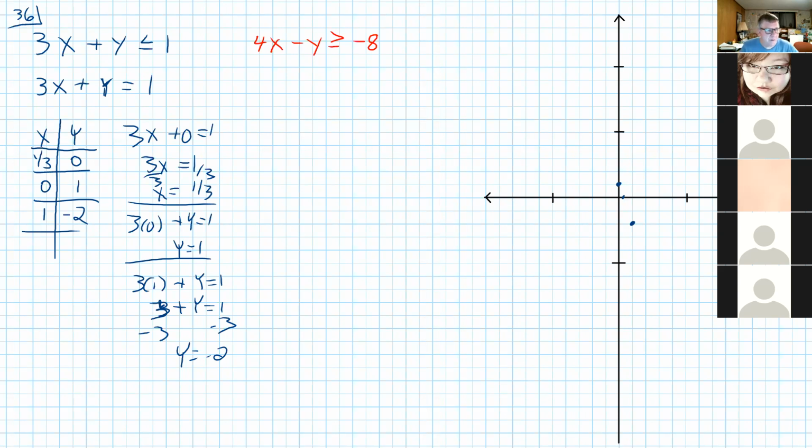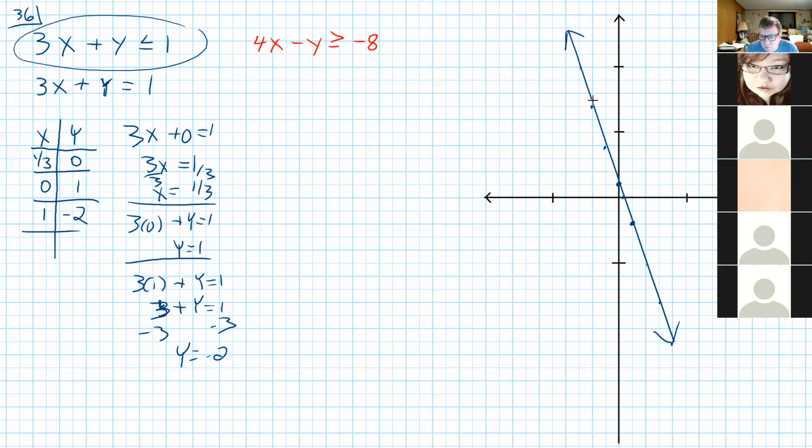straight line. Okay, now, once again, my actual inequality is 3x plus y less than or equal to 1. So I'm going to have a solid line that I'm going to draw. I'm just using the slope to establish more points to make it easier to line them up. Okay, now, yeah, I kind of missed it there, didn't I?